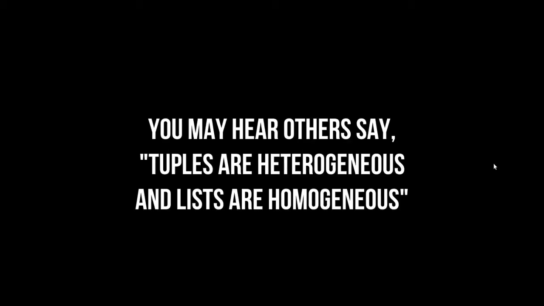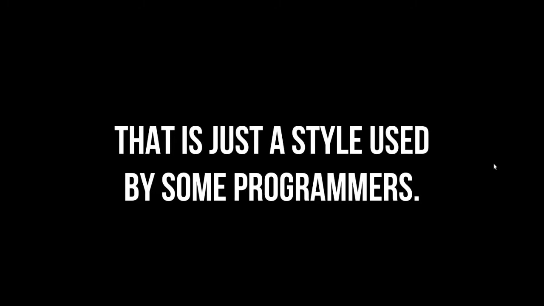So here's a little bit of a snark alert. I have a very short little rant here. You'll probably hear a lot of other people say that tuples are heterogeneous and lists are homogeneous. That means that tuples can have a whole bunch of different types of data, and lists should only have one, or can only have one. That's totally not true at all. This is just totally wrong. It's just a style that some programmers use. It's just a convention that's followed. That's not how Python works.